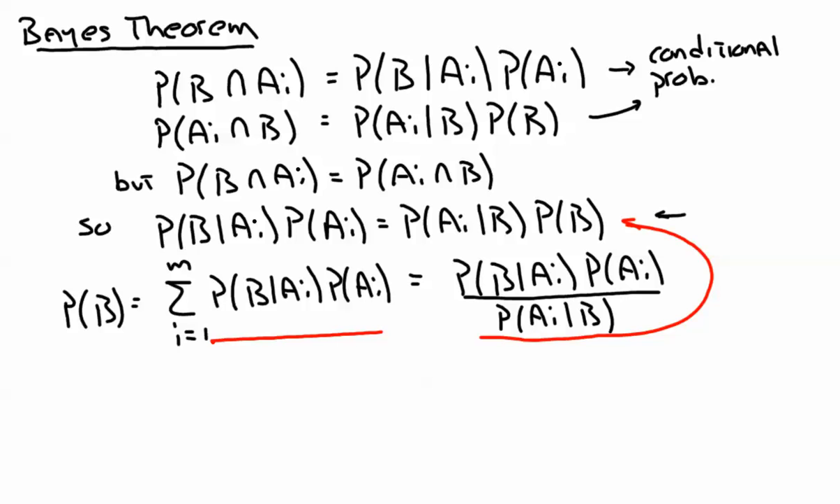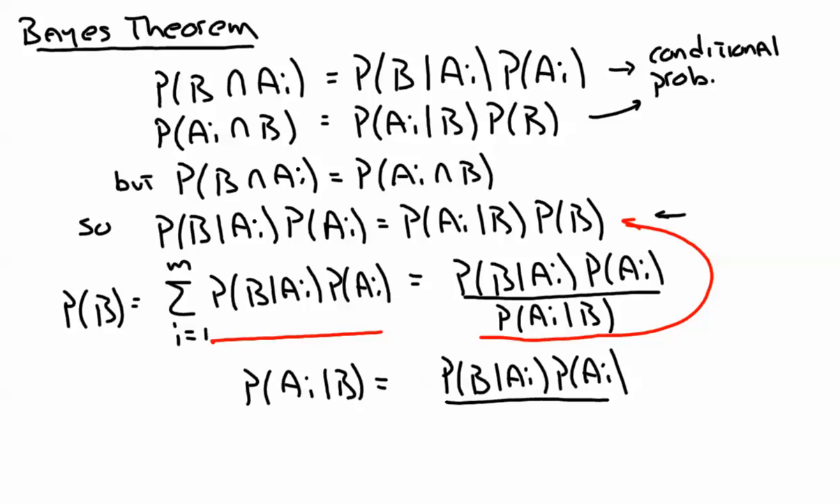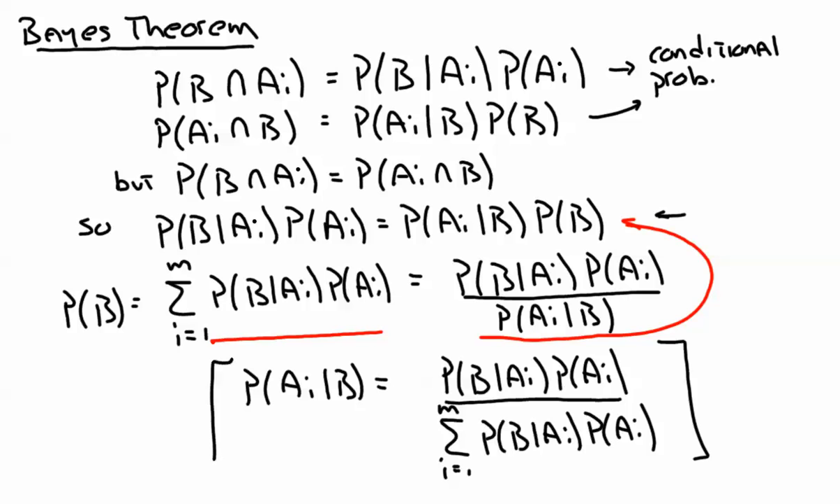One more rearrangement, and I get the following. Probability of A sub I given B equals probability of B given A sub I times probability of A sub I divided by the summation I equals 1 to M of probability of B given A sub I times probability of A sub I. This relationship is known as Bayes' theorem.